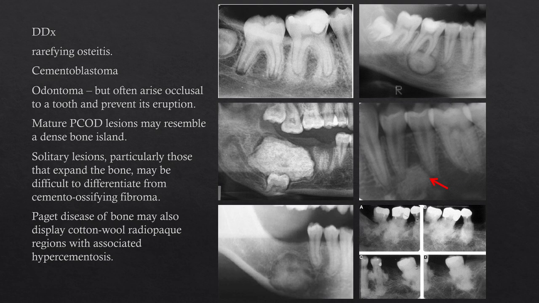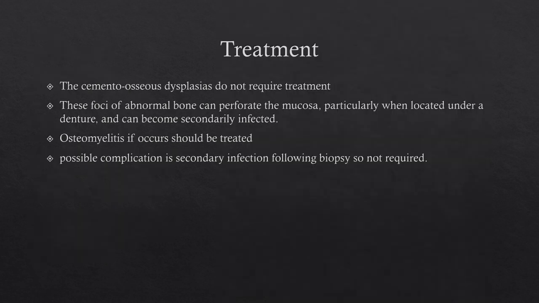Which again has a soft tissue capsule, but there is going to be bone expansion in the case of ossifying fibroma. So Paget's disease of bone showing hypercementosis also can be a DD for cementoosseous dysplasia. Treatment: it does not require much treatment after the removal of the teeth. If it still persists, it can be curetted and then removed.